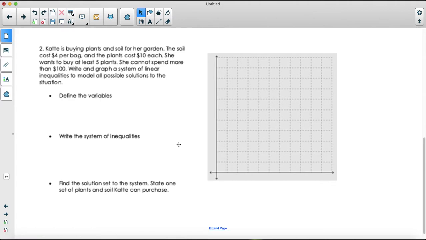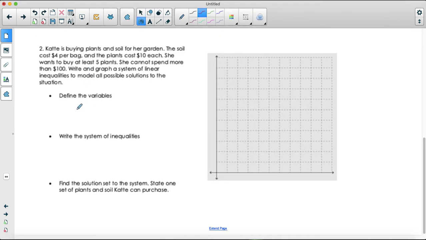On question 2, it says, Katie is buying plants and soil for her garden. The soil costs $4 per bag and the plants cost $10 each. She wants to buy at least 5 plants. She cannot spend more than $100. Write and graph a system of linear inequalities to model all possible solutions to the situation.